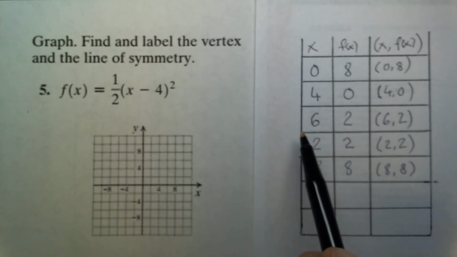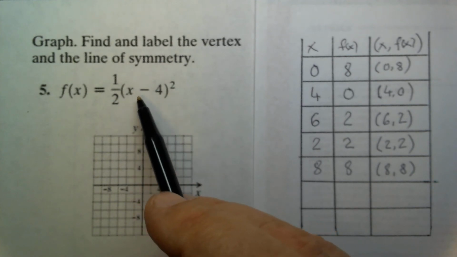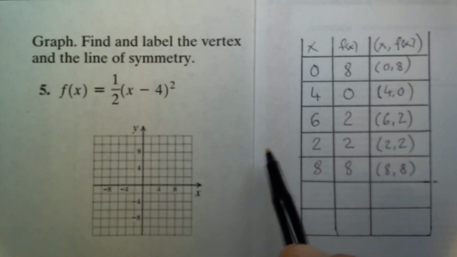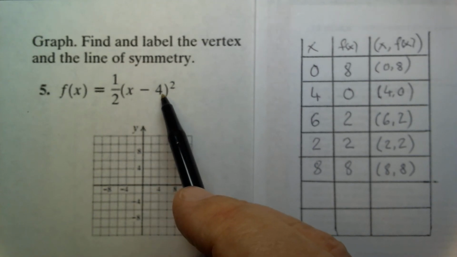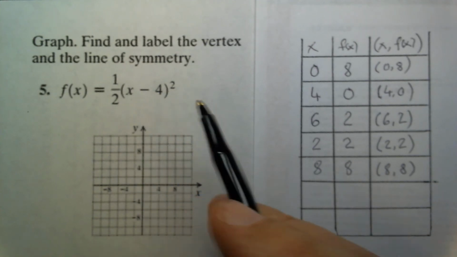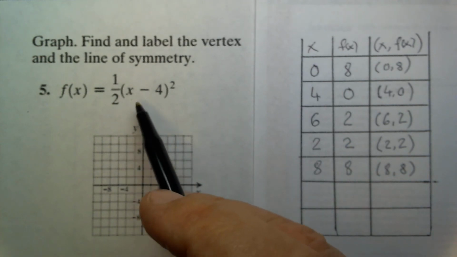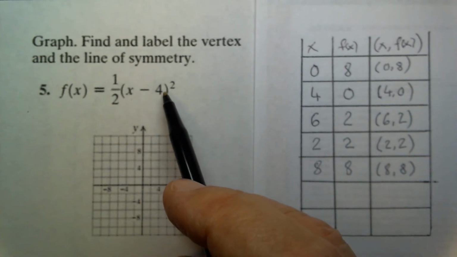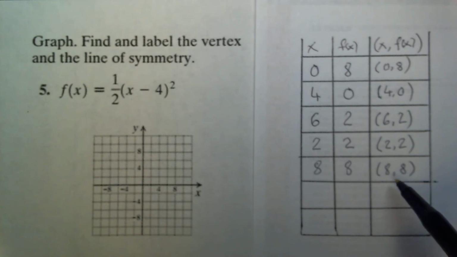And then when x equals 6, 6 minus 4 is 2, 2 squared is 4, 4 divided by 2 is 2. And when x equals 2, 2 minus 4 is -2, -2 squared is 4, divided by 2 is equal to 2. And when x equals 8, then 8 minus 4 is 4, 4 squared is 16, divided by 2 is 8. So we have the point (8, 8). So now we're going to plot all these points.